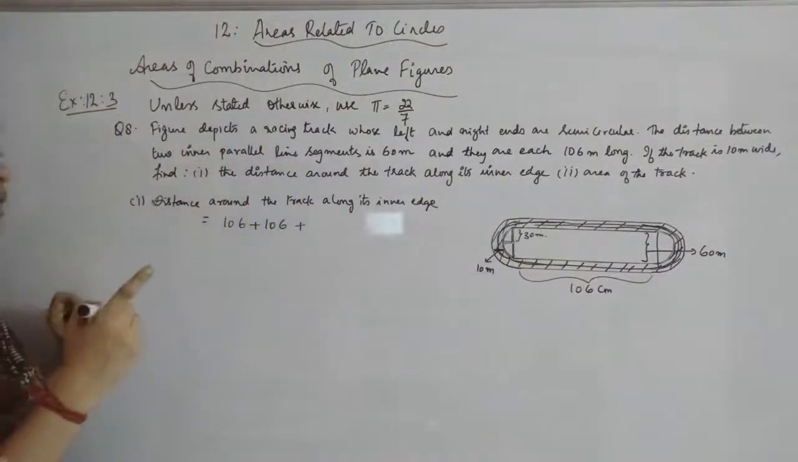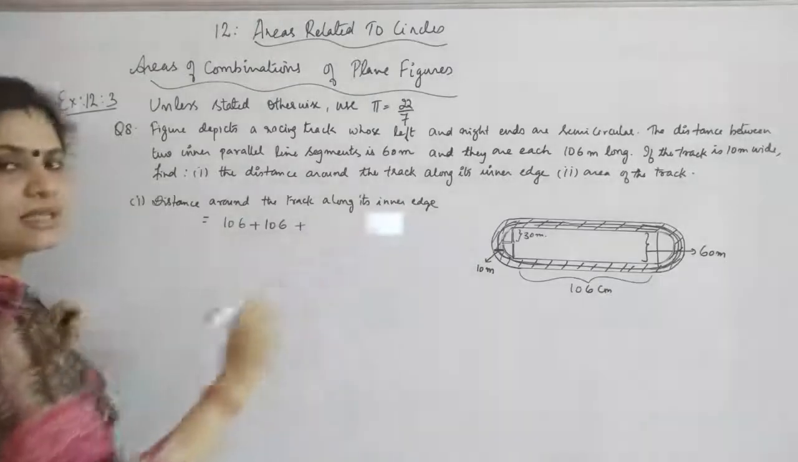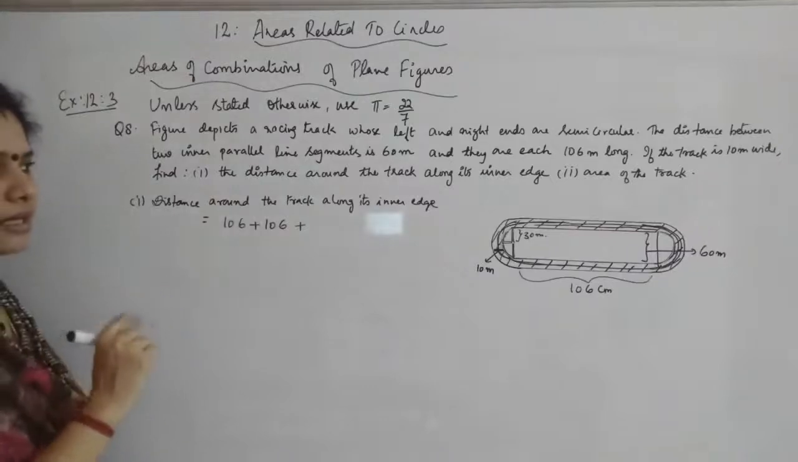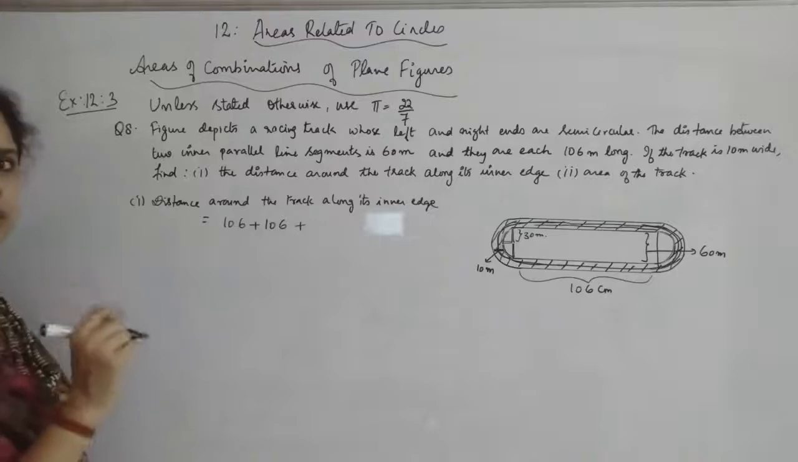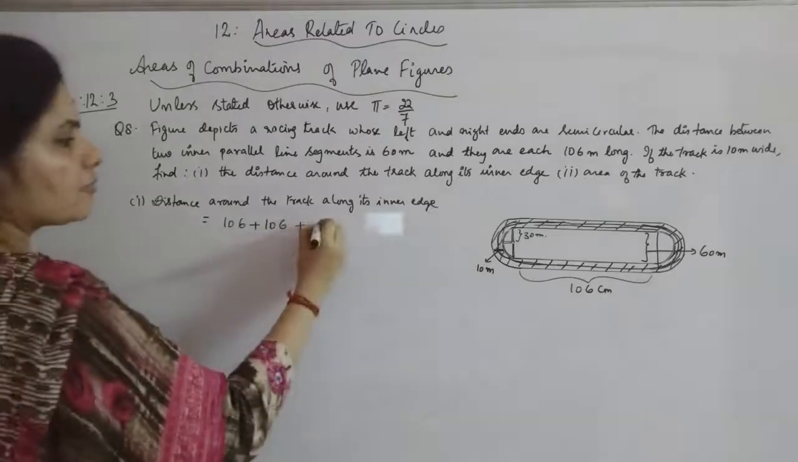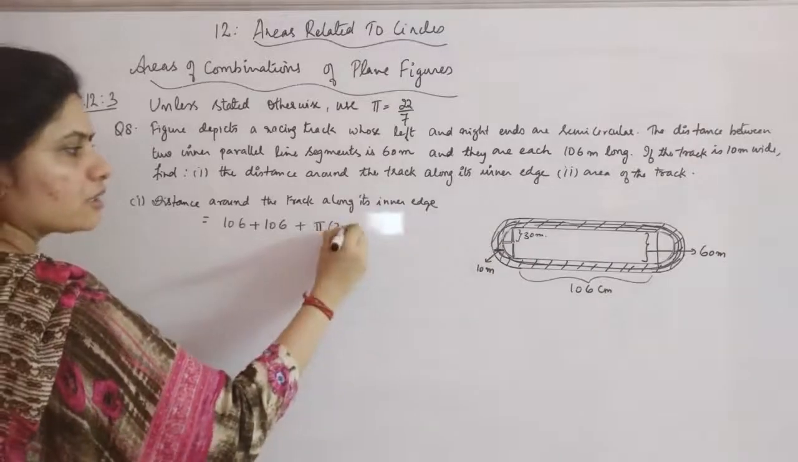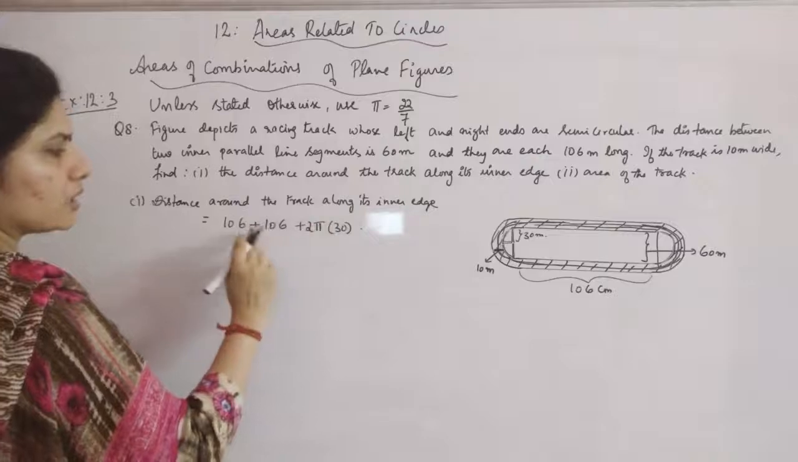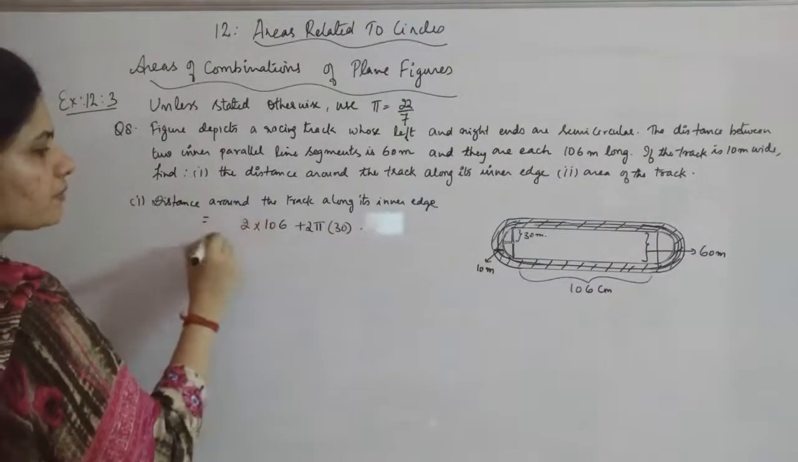Okay, so you can take 2 times one semicircular region, or you can add the semicircular region 2 times. Now what is the semicircular region? The circumference is given to be 2 pi r. Here a semicircular region means 2 pi r by 2, which is pi r. So pi r plus pi r, right? Pi r is 30. So pi into 30 plus pi into 30, or you can take it as 2 into pi into 30. Here also you can take it as 2 into 106 also.